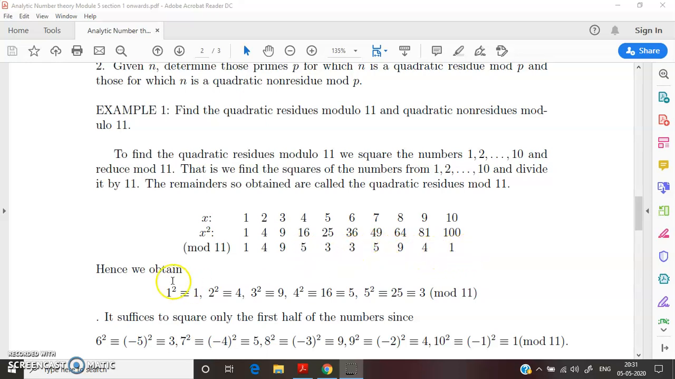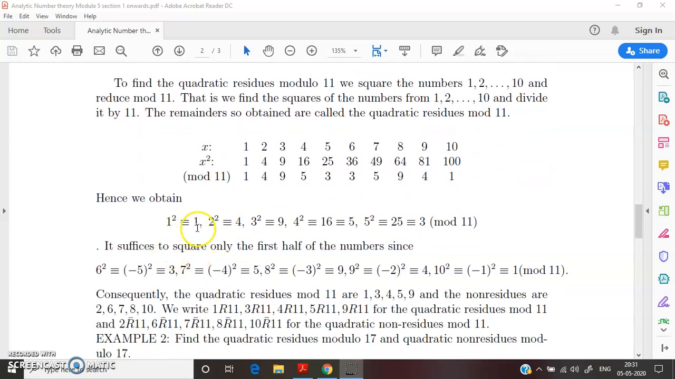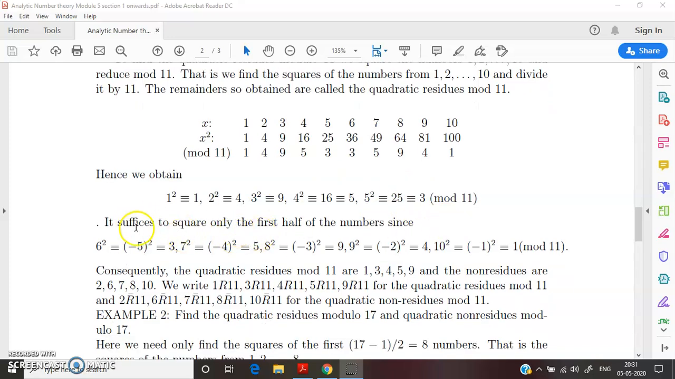Hence we see that 1 squared is 1, 2 squared is 4, 3 squared is congruent to 9, 4 squared is congruent to 16, which is 5, and 5 squared is congruent to 25, which is 3. So we need only find this first half. The second half is not necessary, because 6 squared is minus 5 squared, which is 3, 7 squared is minus 4 squared, which is 5, and 10 squared is minus 1 squared, which is 1.